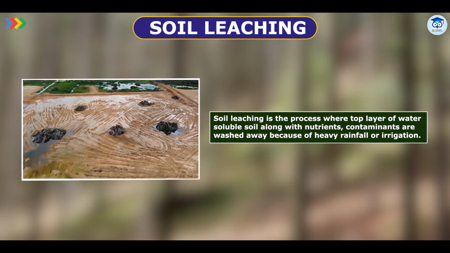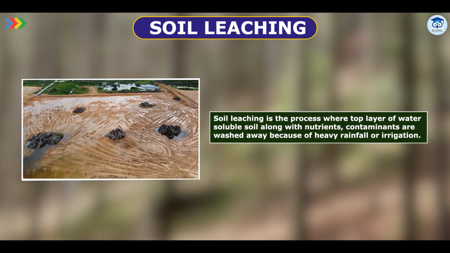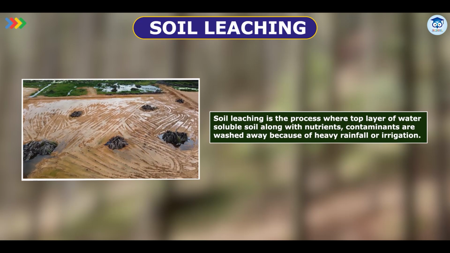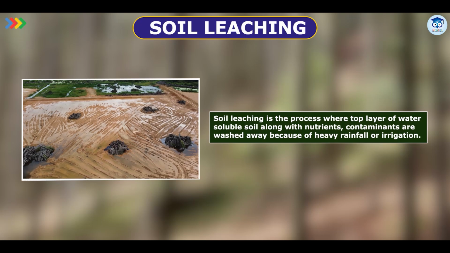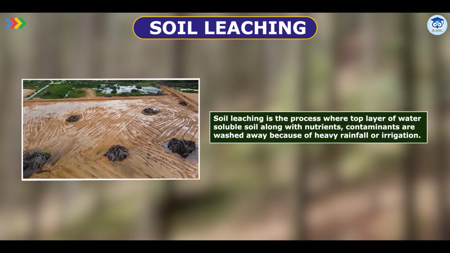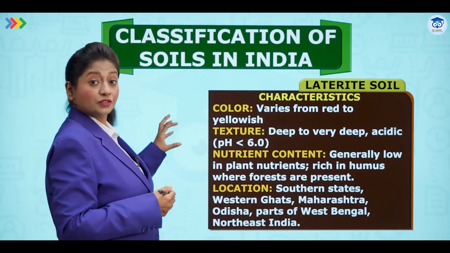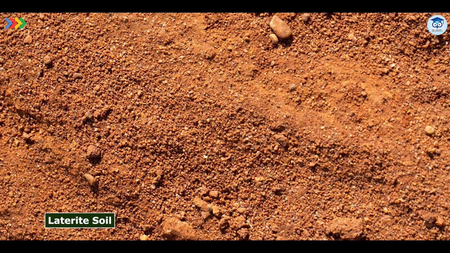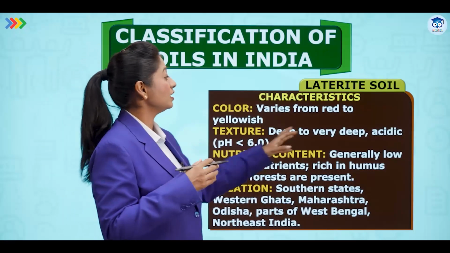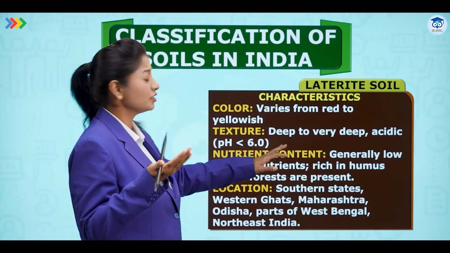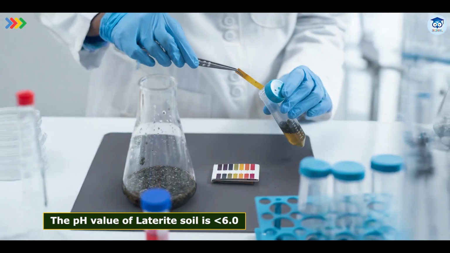So what is soil leaching? Soil leaching is the process of removing water-soluble nutrients and contaminants from the top layer of soil into the subsoil. It occurs due to heavy rainfall and irrigation. Now the characteristics of laterite soil: color varies from red to yellowish. Texture is deep to very deep, and it is acidic, with a pH below 6.